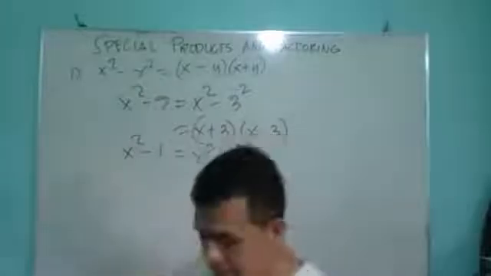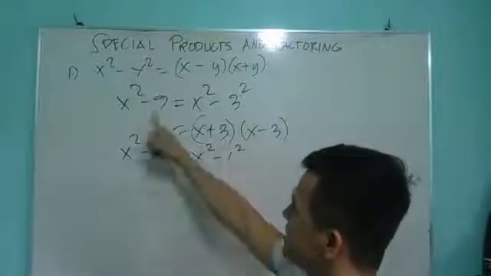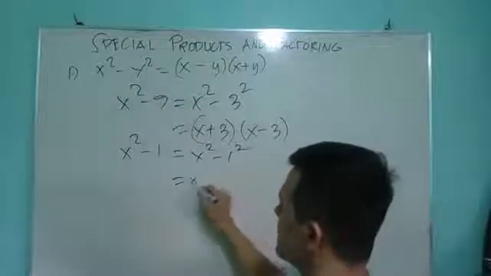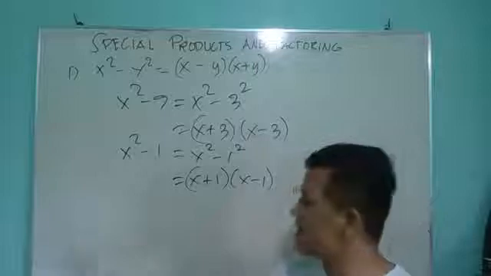Okay, so in this case, we have x squared minus 1 squared. This is already in this form, so we have x plus 1 times x minus 1. That's it.